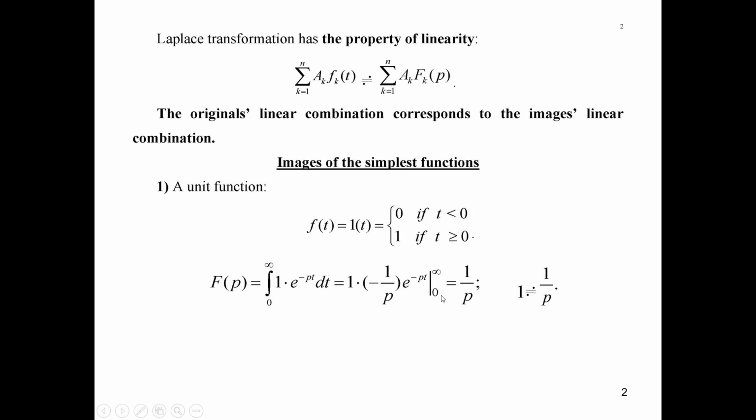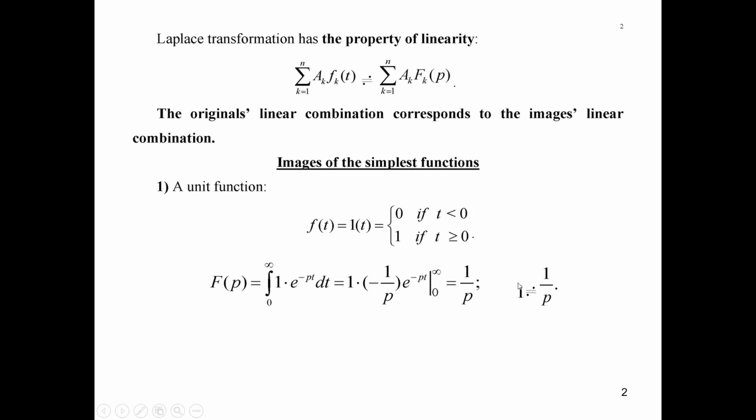Okay, and for this integral we should use the limits 0 and infinity. When the limit equals infinity, this exponential function will be equal to 0, and when the argument equals 0, it will be with minus, and minus will give us plus. It will be 1 over p multiplied by e to the 0 degree, which is 1. So we've got such an integral, and it's equal to 1 over p.